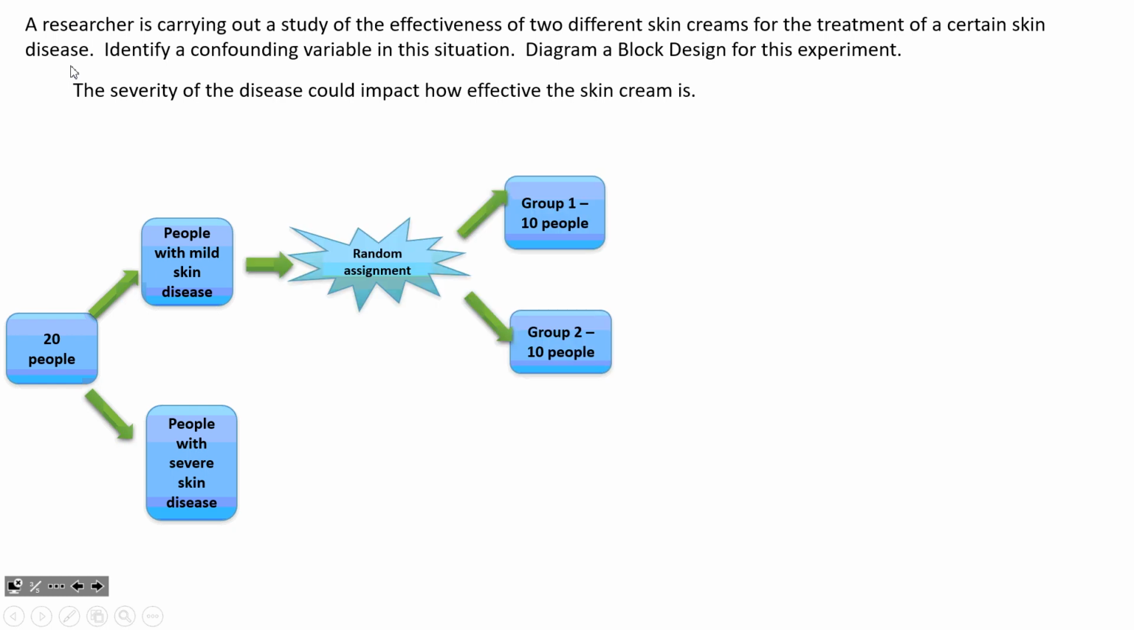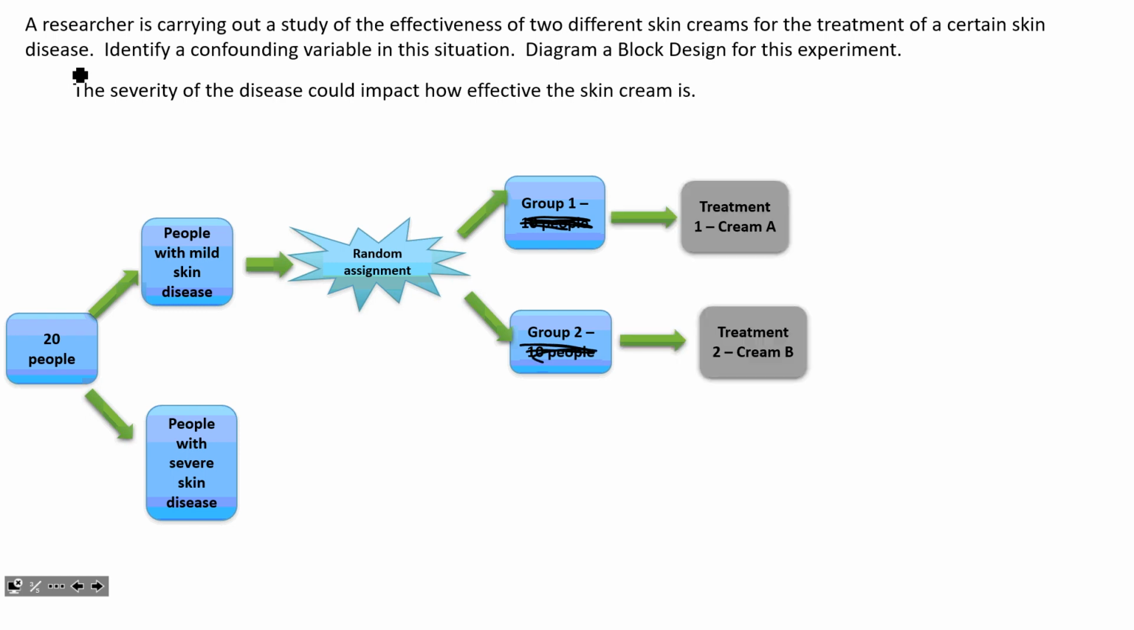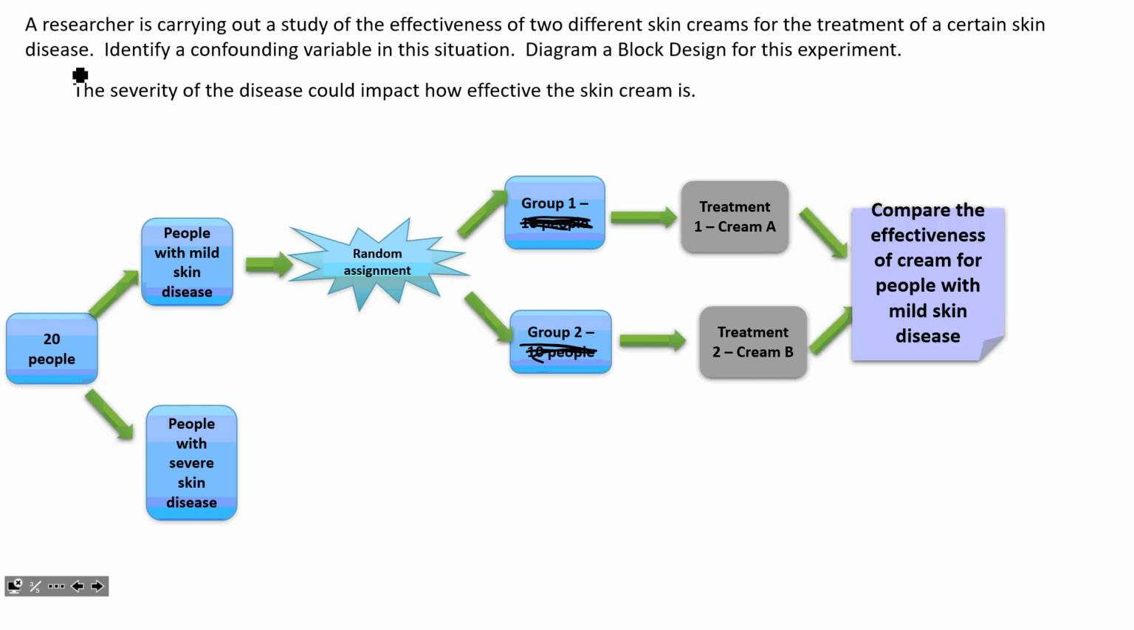So then I basically do like a little completely randomized design within each of these blocks. So I take all the people with mild skin disease and I randomly assign them into 2 groups, 10, or I wrote 10, but this one I need 10, I'm sorry, that's a typo. I randomly assign them into 2 different groups, and group 1 gets cream A, group 2 gets cream B. And then I compare the effectiveness of cream for people with mild skin disease. So maybe I say cream A works best for people with mild skin disease, right?